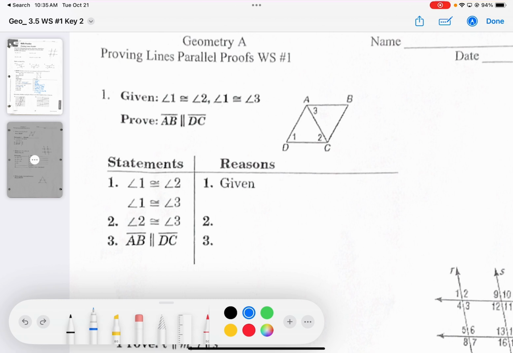So, okay, number 1, I know angle 1 is congruent to angle 2, and I know angle 1 is congruent to angle 3. How could I say that angle 2 is congruent to angle 3? What you guys put for 2? Substitution's the better one to use there instead of transitive, so I agree with Liam. Substitution property.